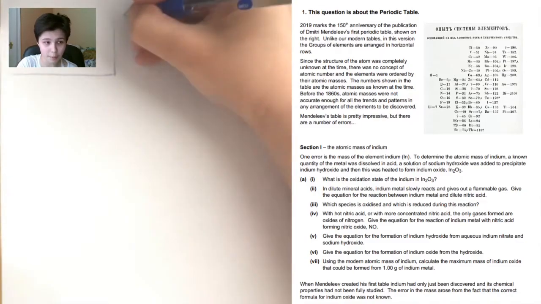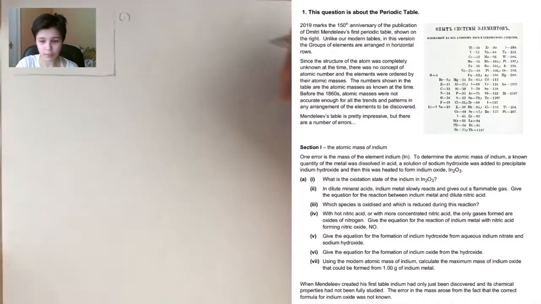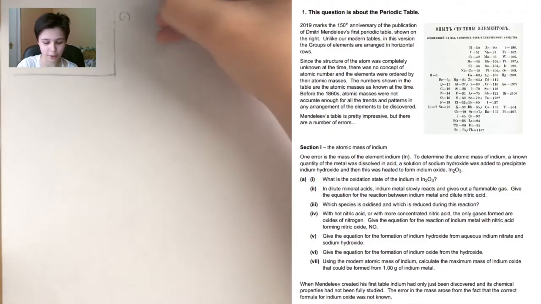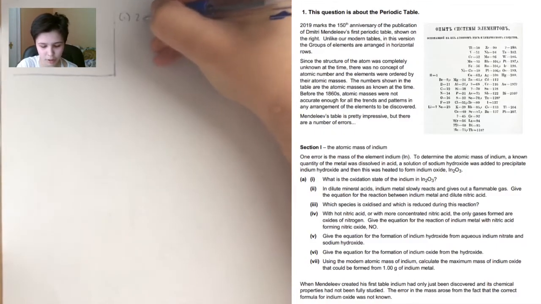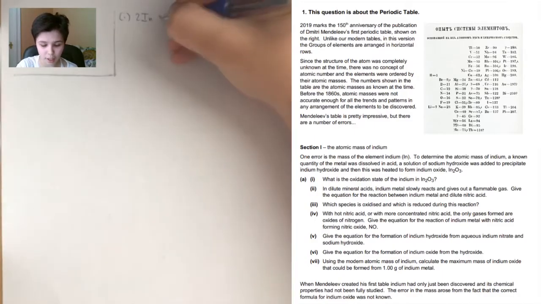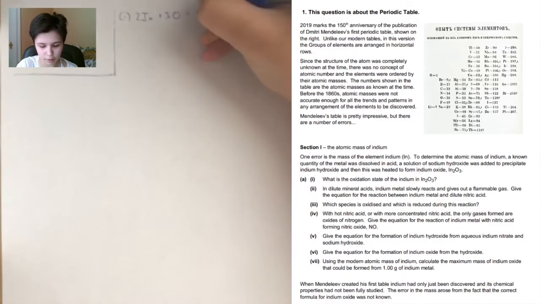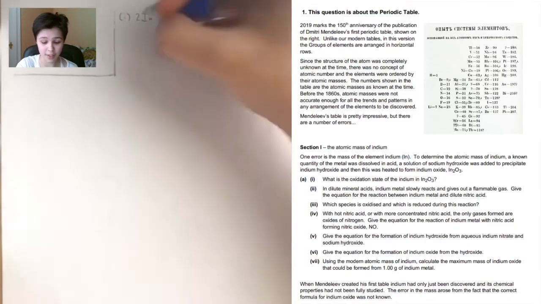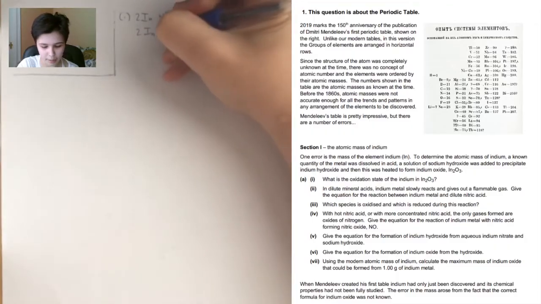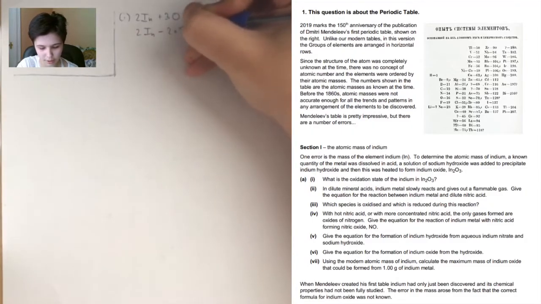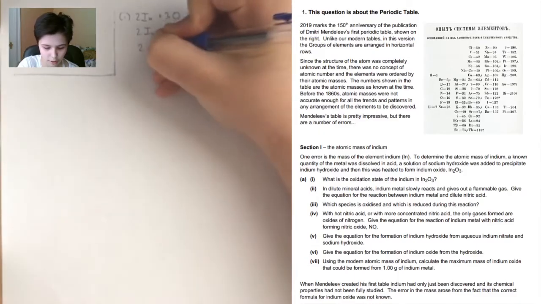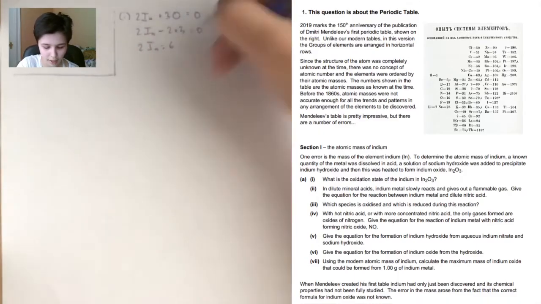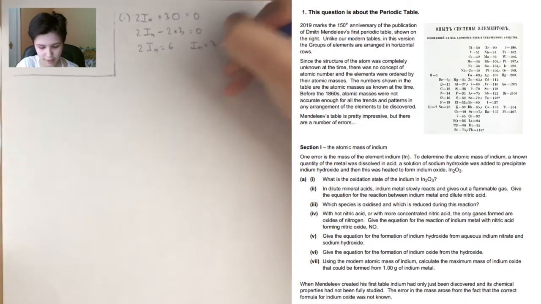So starting with one, what is the oxidation state of indium in In2O3? I usually do this with 2In, where In indicates the oxidation state of indium, plus 3O is equal to 0, and O indicates the oxidation state of oxygen. This gives me 2In minus 2 times 3 is equal to 0, so 2In equals 6, and In equals 3.